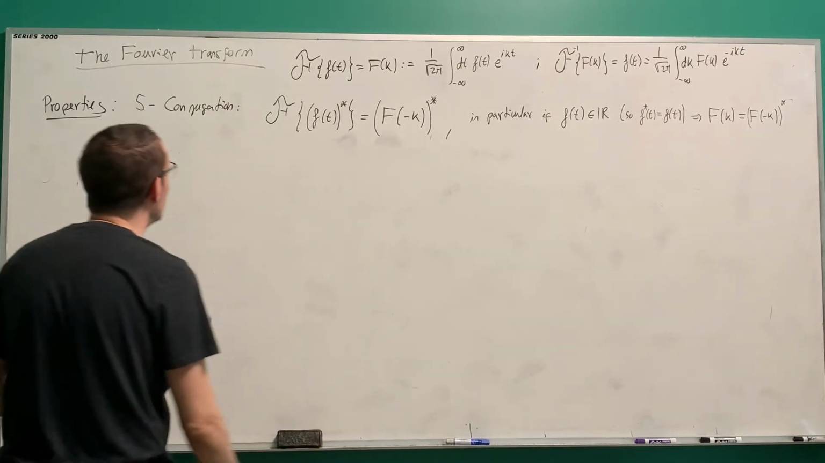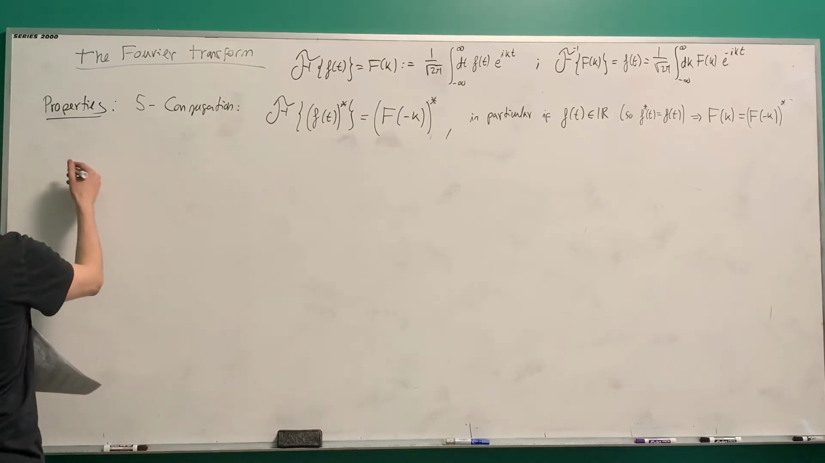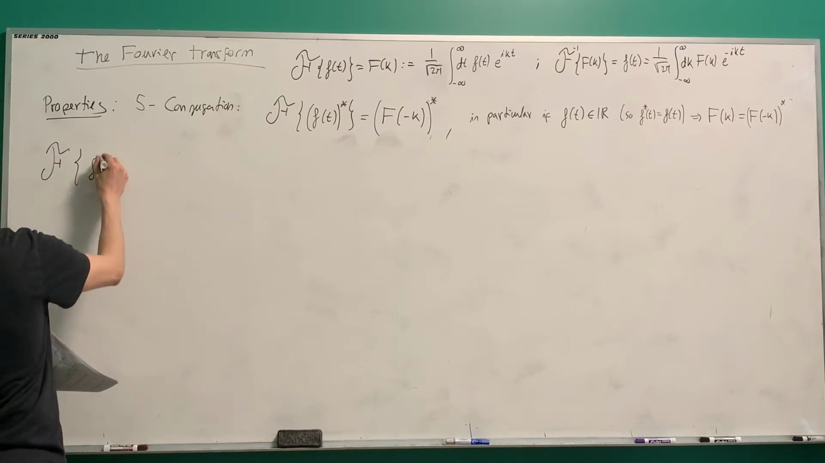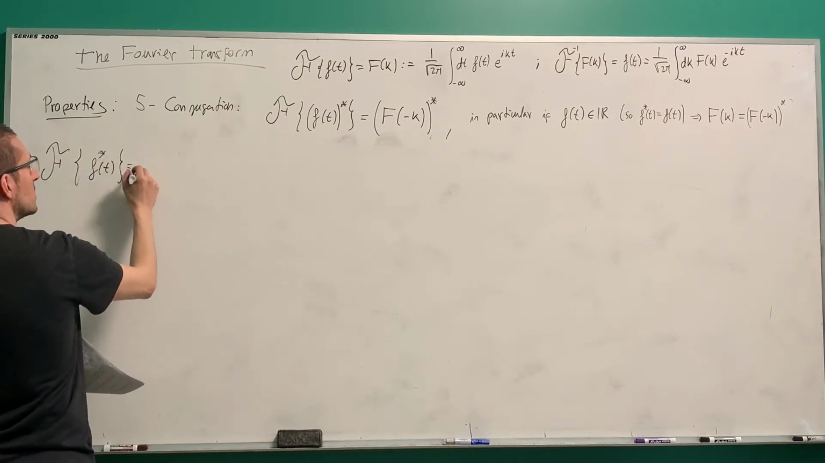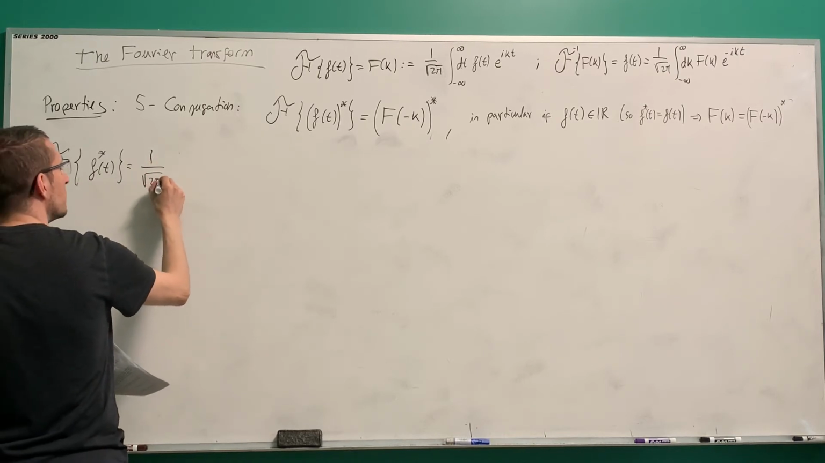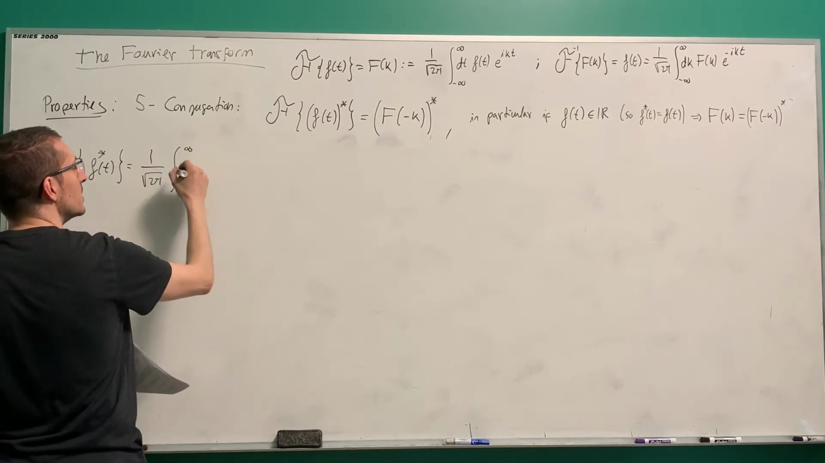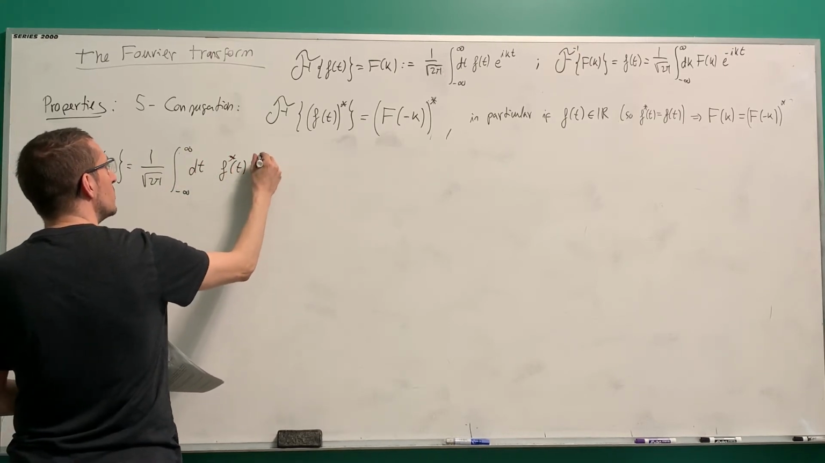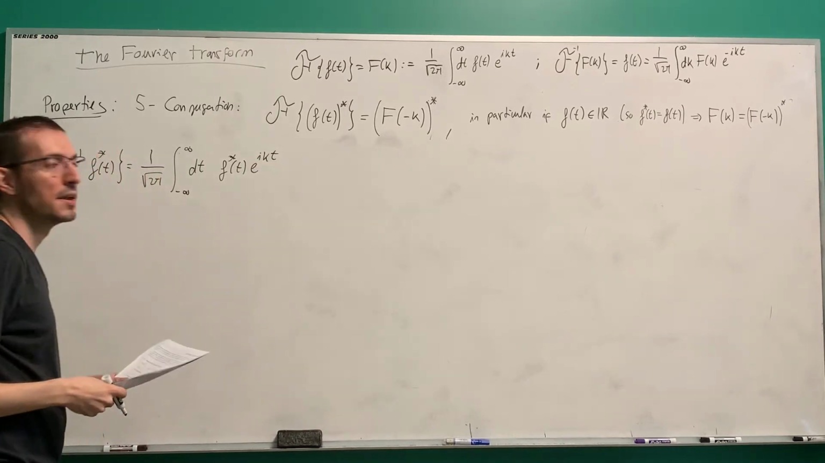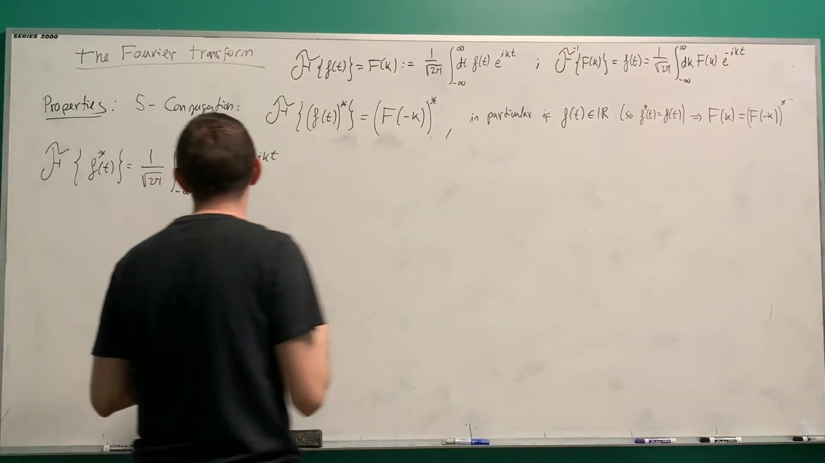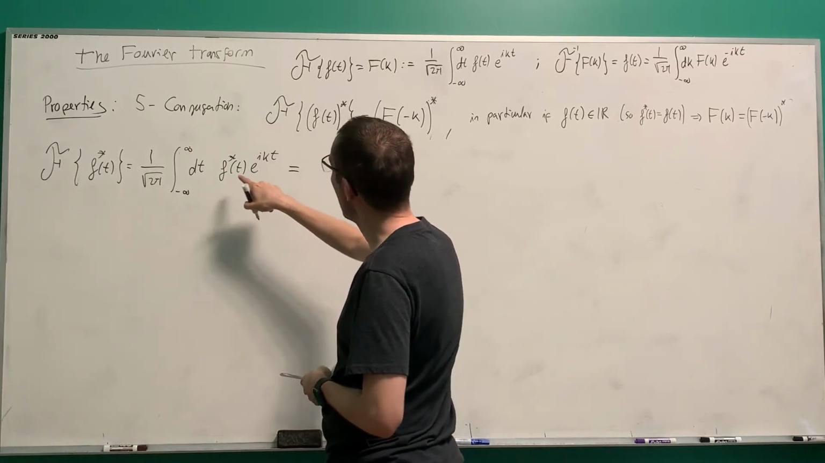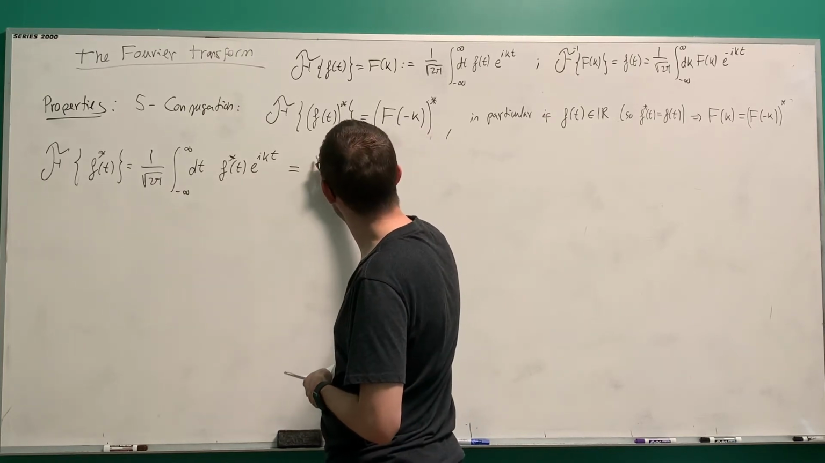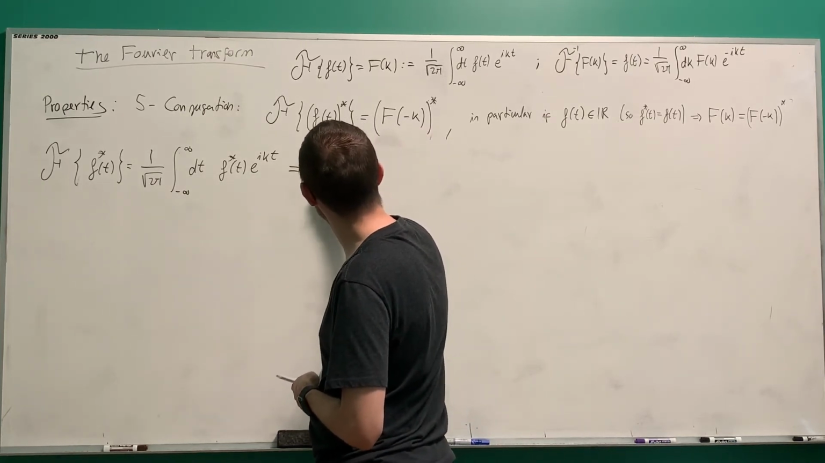All right, let's go and prove it. So first, let's write the definition. The definition is that the Fourier transform of the complex conjugate of f of t is equal to 1 over root 2 pi integral from minus infinity to infinity dt f conjugate of t e to the i k t. Now, what we can do is the following. I'm going to take the conjugate of this twice. So I'm going to write the conjugate of the whole thing.